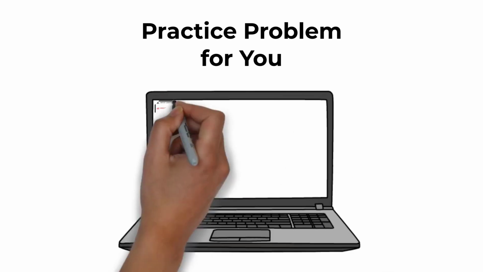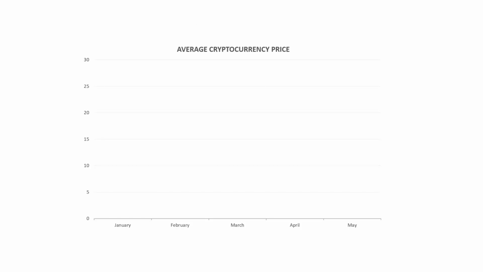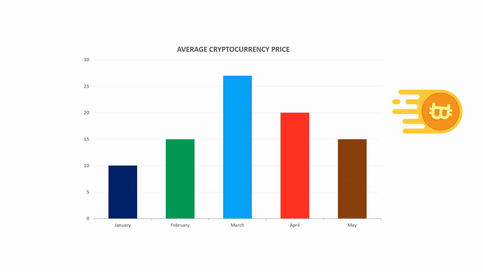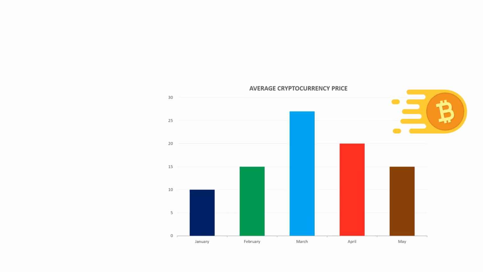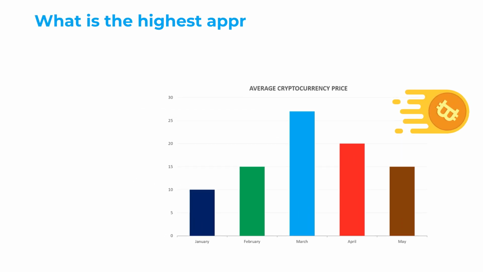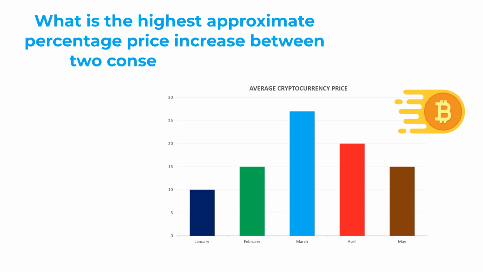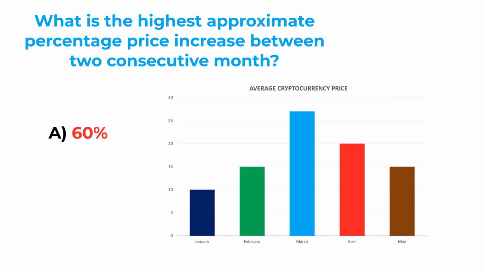And now here's a practice problem for you. You're presented with a chart that shows the average price of cryptocurrency. And this chart shows the average price for each month from January to May. You need to calculate what is the highest approximate percentage price increase between 2 consecutive months. And you're presented with 4 different choices. Choice A, 60%, choice B, 70%, choice C, 80%, and choice D, 90%.